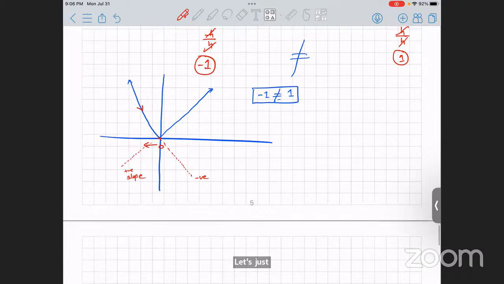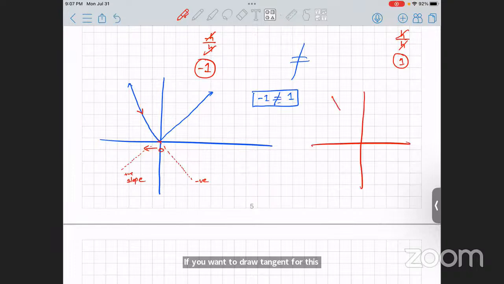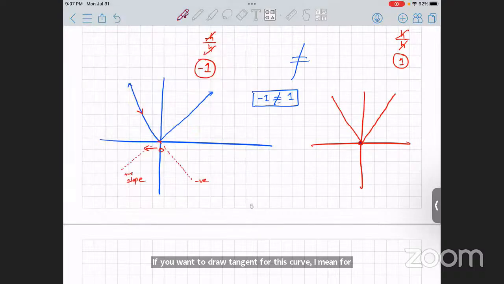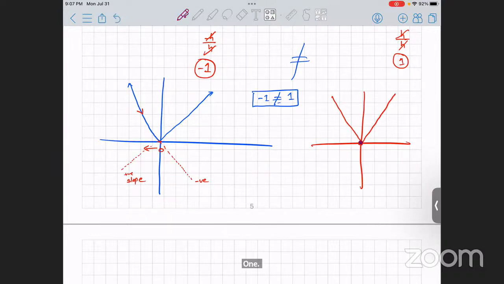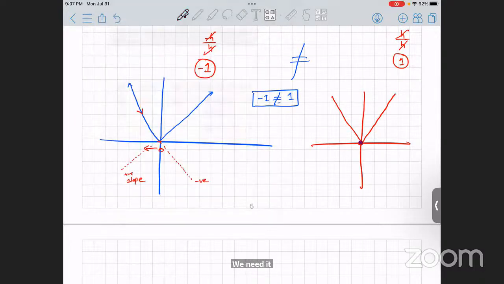If at all you don't know slope, many people ask for a better explanation. So listen to this. If you want to draw a tangent for this curve at x equal to 0, at this point, how many tangents can you draw? One tangent? Infinite tangents. One tangent is the x-axis.